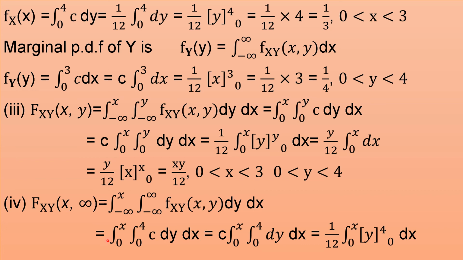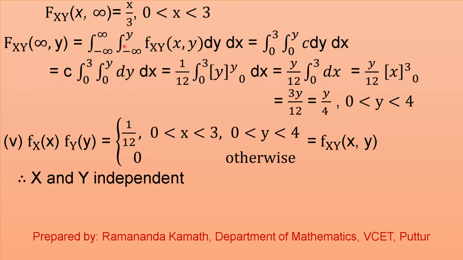C kept outside the integral sign. Integral dy is y. Difference at 4 and 0 means 4 minus 0 or 4. So it becomes c is 1 by 12 into 4, 4 by 12, into integral 0 to x dx. 4 by 12 is 1 by 3. Integral 0 to x dx means it is x, difference at x and 0, or x minus 0, which is x. So it will be x by 3 for x greater than 0 less than 3.